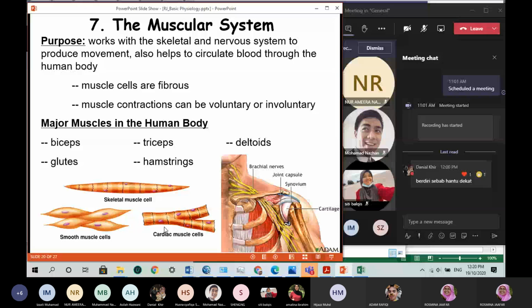Smooth muscles line a tube, whether blood vessels or the respiratory system. The respiratory system also has smooth muscles, a little bit, but mostly smooth muscles are present in the blood vessels.